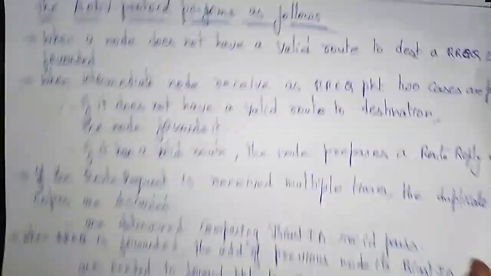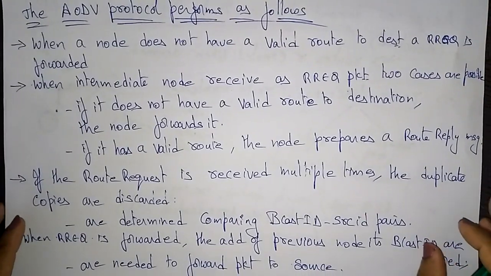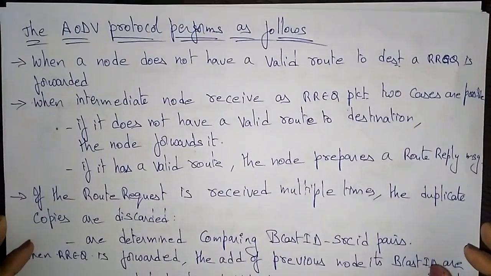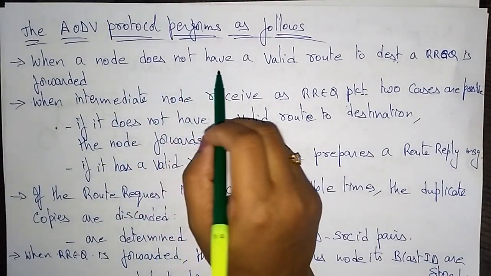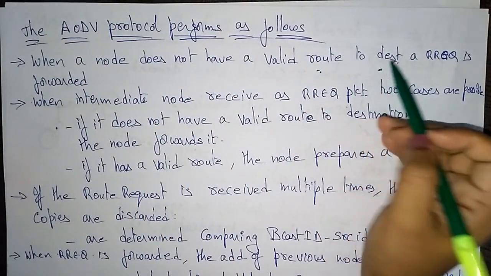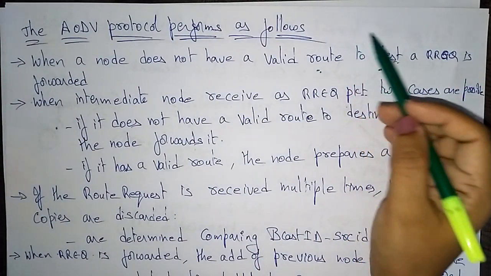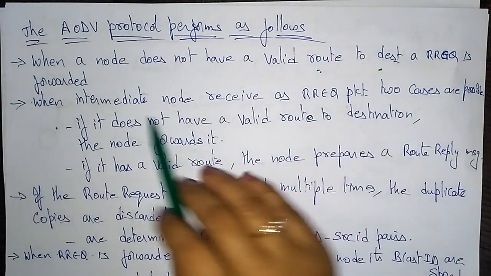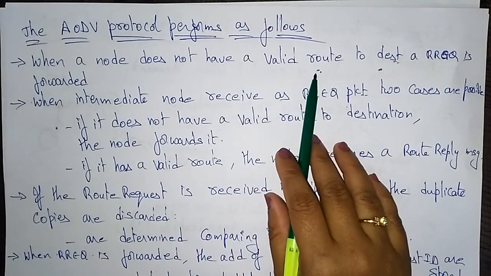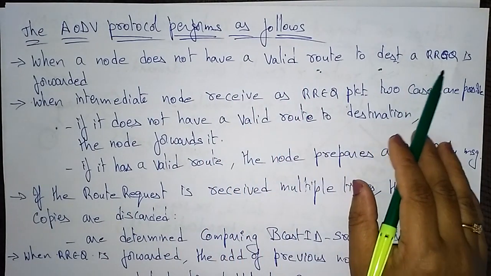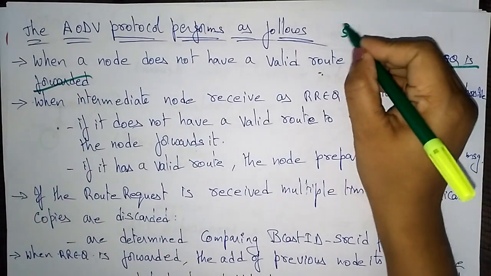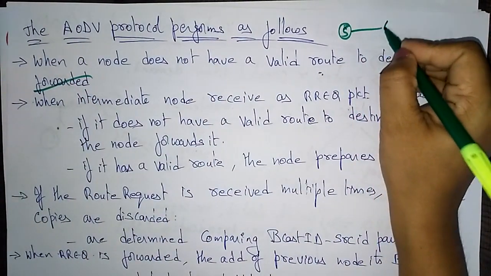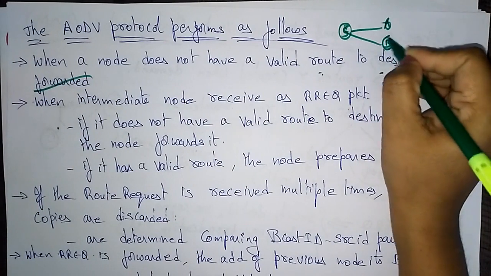Let's see the working procedure. The Ad hoc On-demand Distance Vector routing protocol performs as follows. When a node does not have a valid route to the destination, a route request is forwarded. Okay, this is the source. The source is sending the information to some neighboring nodes.